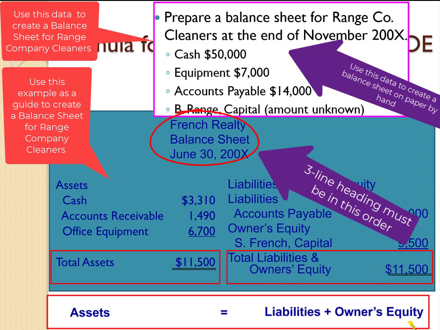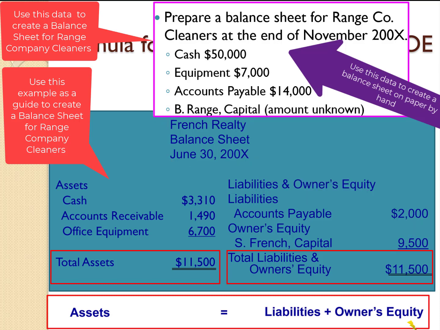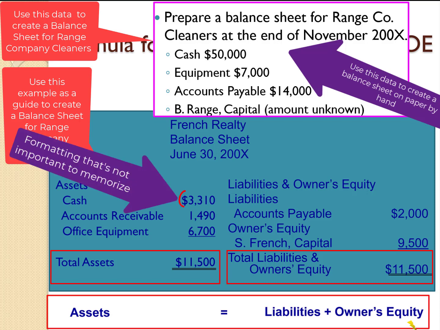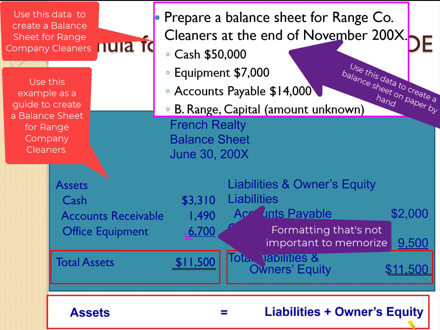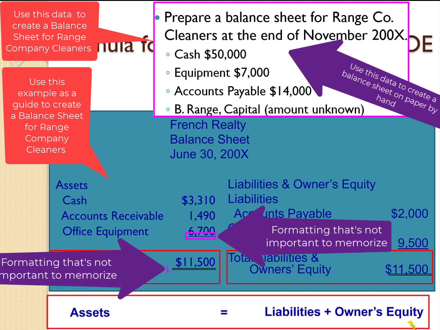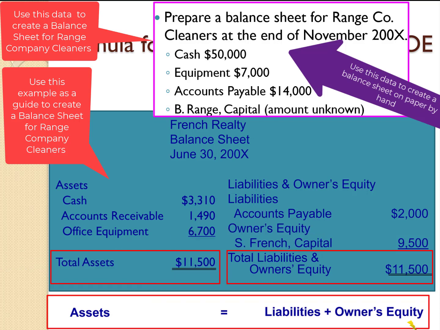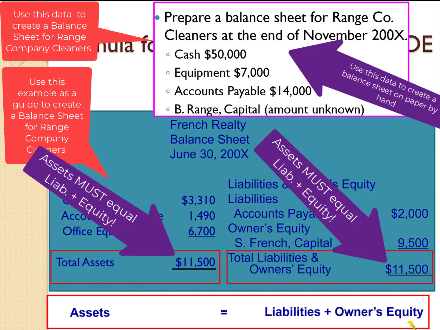That is important. But don't try to memorize little formatting things like, should this dollar sign be here? Should there be a dollar sign here and here? Should there be a single underline here? Should there be a double underline here? Those things are nice to have correct, but those are not critical. If your balance sheet does not balance, however, that is critical.